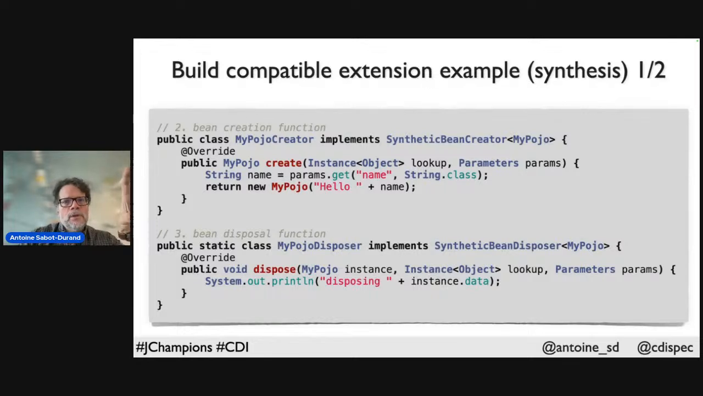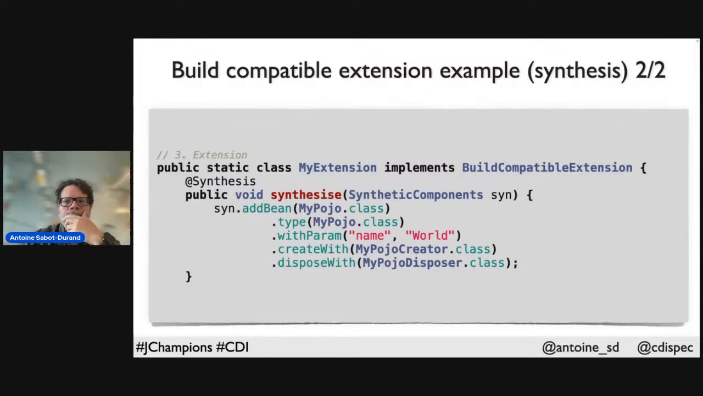Okay, and now that I have those creator and disposer features defined, I can use them in the specific extension. So here I define a build compatible extension, and I use the add synthesis annotation to make the declaration of a new bean. So I take the synthetic component that gives me a handle on the way to add a bean. So I use the addBean method on the synthetic component.